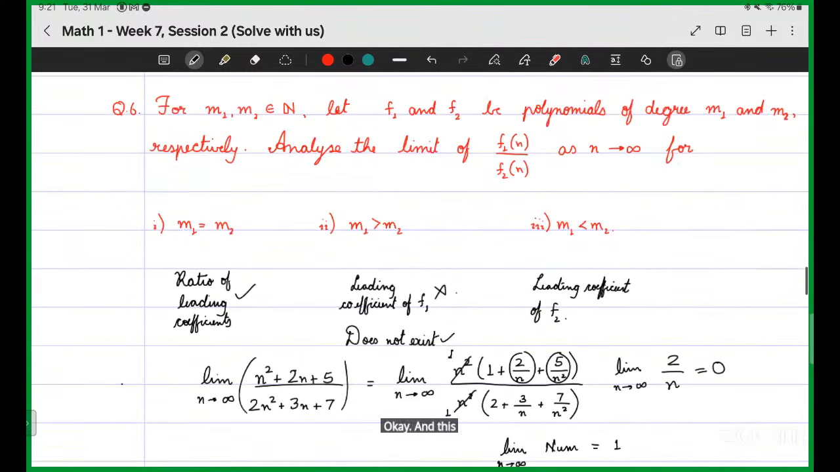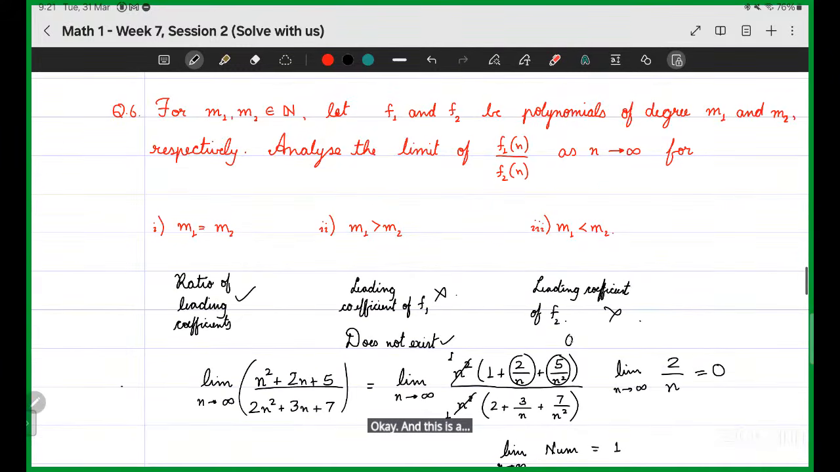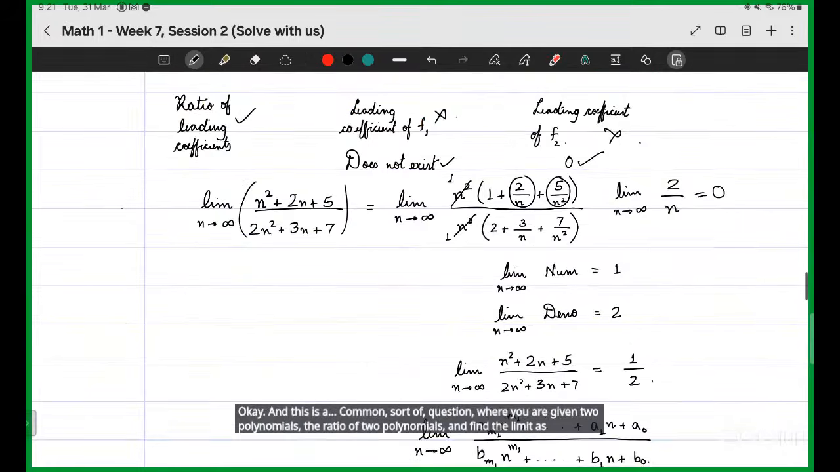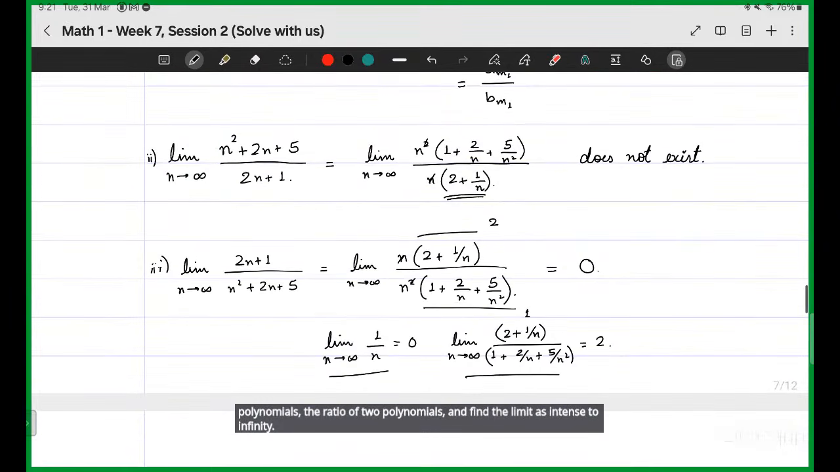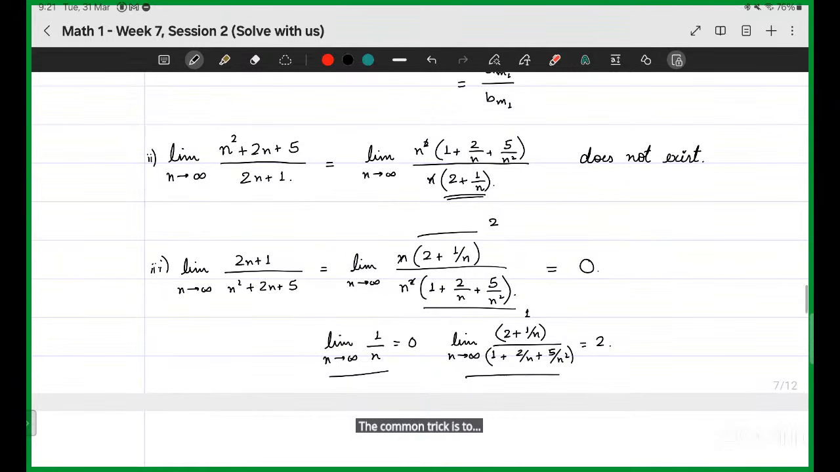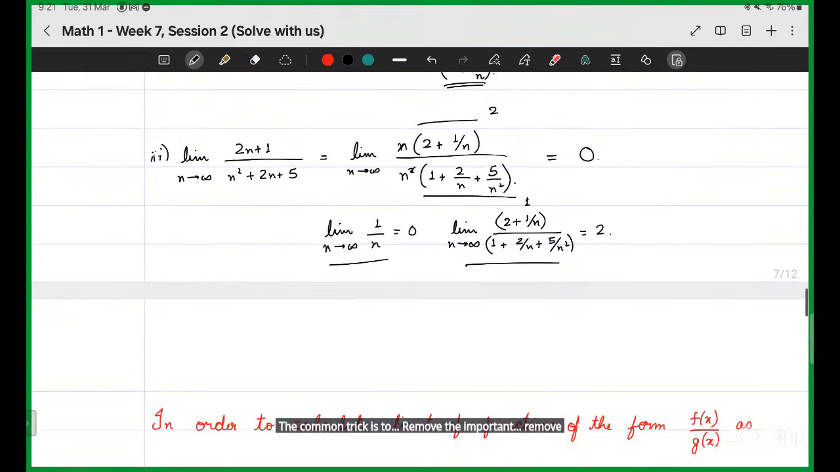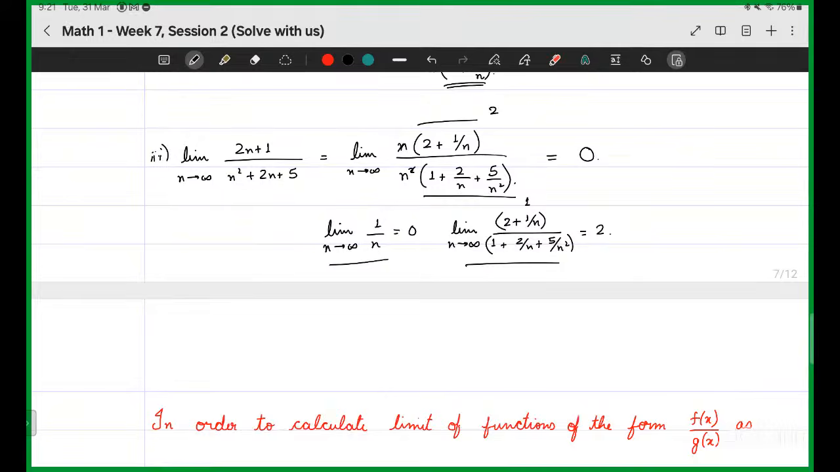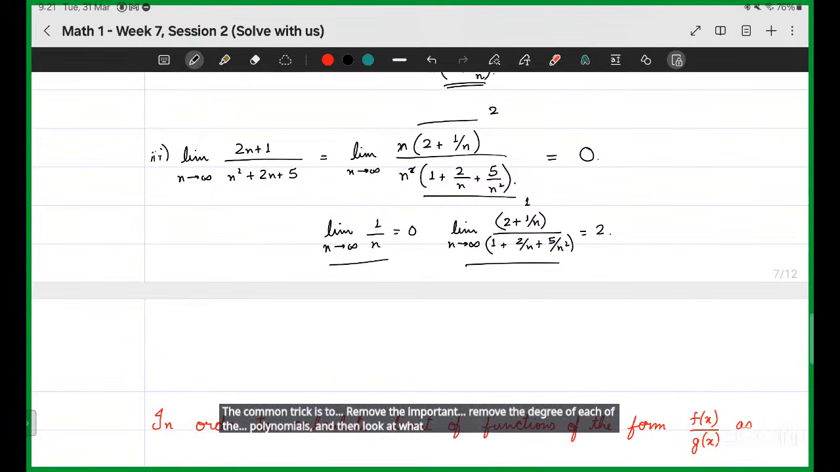And this is a common sort of question where you are given two polynomials, the ratio of two polynomials, and find the limit as n tends to infinity. The common trick is to remove the n part and remove the degree of each of the polynomials and then look at what is removed.